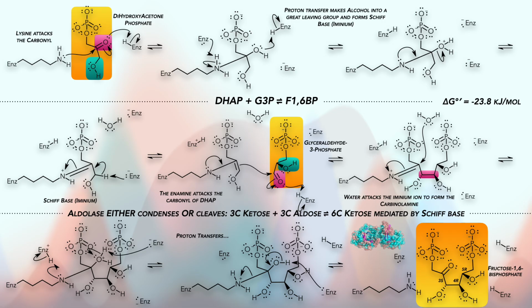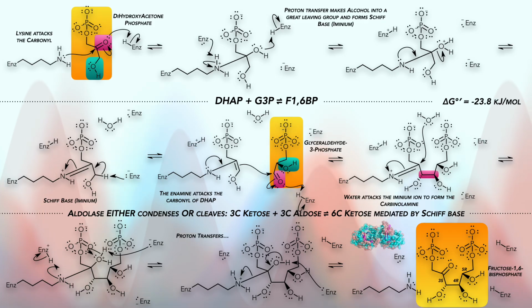Deprotonation produces an enamine. This reverses the usual polarity of the carbonyl partner. The alpha carbon becomes nucleophilic and attacks the carbonyl of glyceraldehyde 3-phosphate. After carbon-carbon bond formation, water attacks the iminium ion, the carbinolamine reforms, and the enzyme lysine is released. The product is fructose 1,6-bisphosphate.